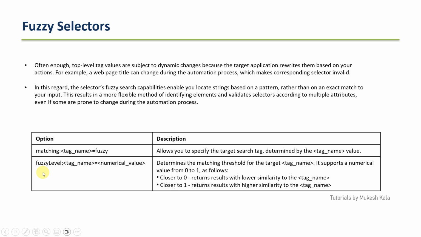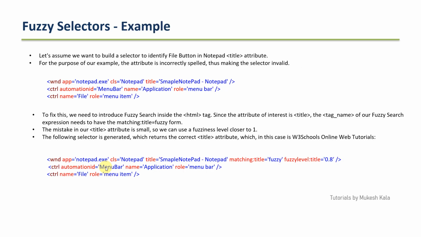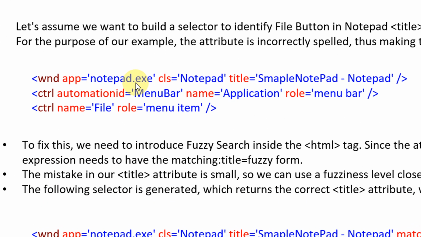One is matching equal to fuzzy, and then when you say fuzzy, you also need to say what the fuzzy level is. To take an example, let's say I am writing an automation. Just focus on this part. I have a notepad application, and I'll show this as an example also. I have a notepad and the name of the notepad is sample notepad.